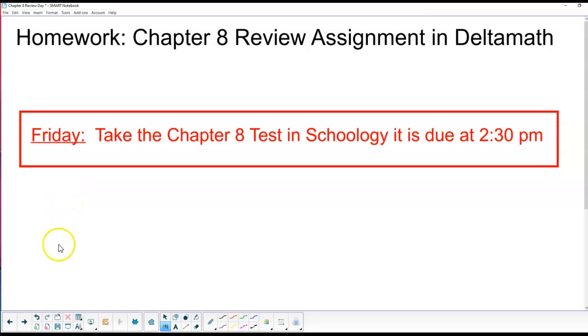And next week, we're going to be dealing with Desmos. So please make sure you bring your laptop on Monday next week, and we'll introduce the project.